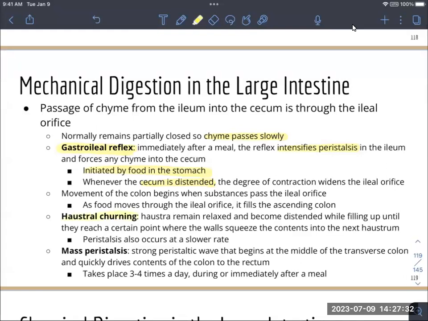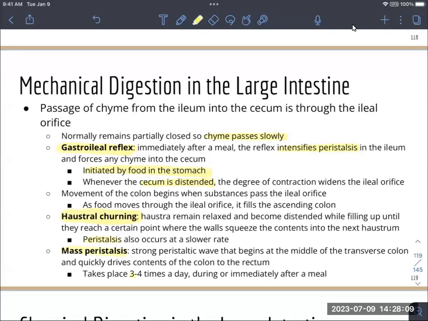With haustral churning, the haustra tend to remain relaxed until they become full. Once they've filled up, it puts pressure on the walls, and the contents get pushed along into the next haustra. Each time they move from one to the next, we get peristalsis. Those are mass peristaltic waves moving contents from one haustra to the next, and it's getting churned along the way.